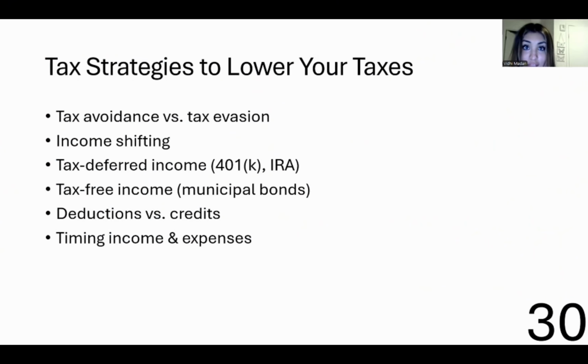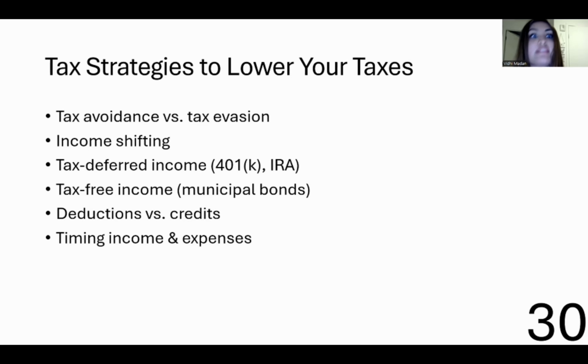Hi everyone, my name is Vinny Madon, and I will be talking about my section, which covers learning objective 6 from chapter 4, which focuses on tax strategies individuals can use to legally minimize their taxes. So the most important distinction between tax avoidance and tax evasion is tax avoidance means using legal strategies built into the tax code to reduce taxes owed, while tax evasion is illegal and involves hiding income and falsifying information.